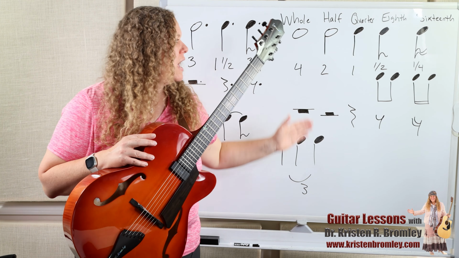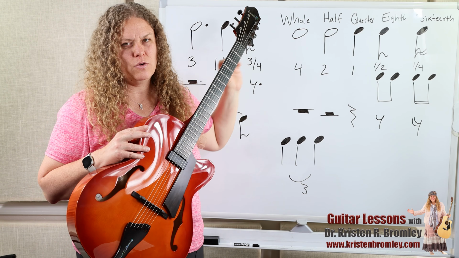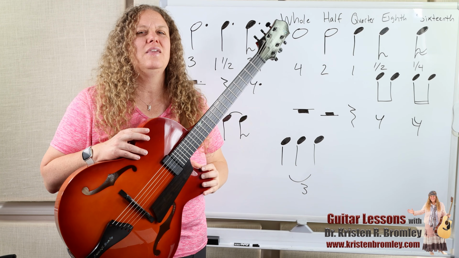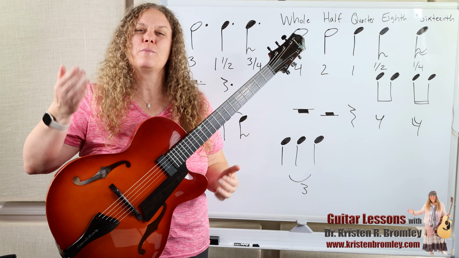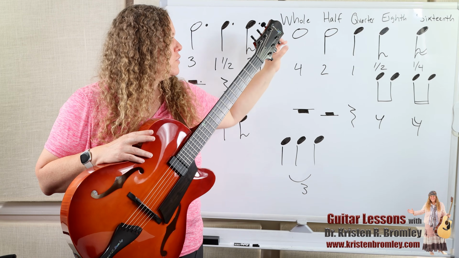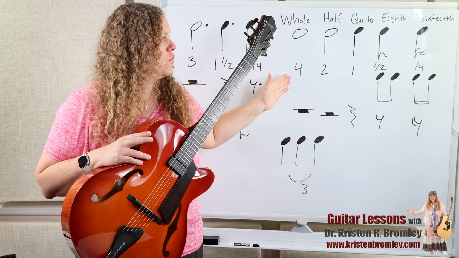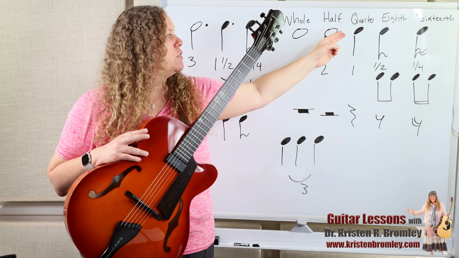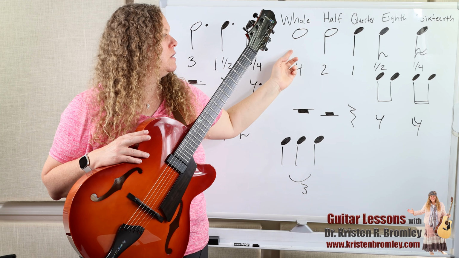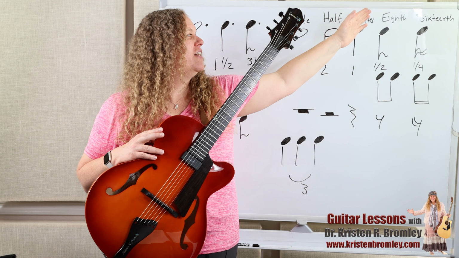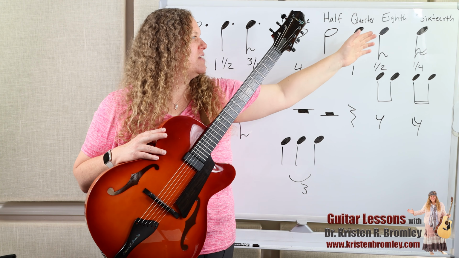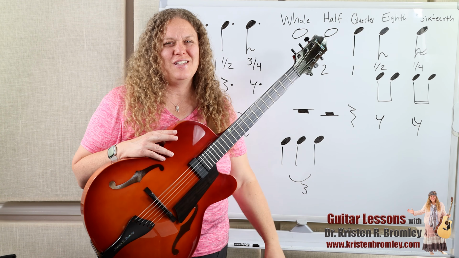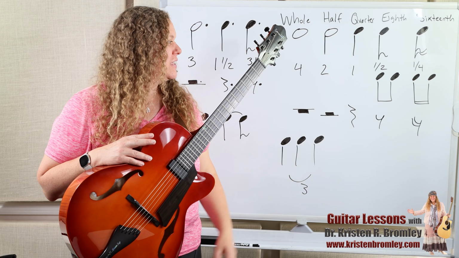If our measure had 4 counts in it, it could have the value of one whole note, and even then it wouldn't need a measure. We're going to learn about measures in the next video. But if we just look at the whole note value of having 4 counts, note that there are 2 half notes in one whole note. There are 4 quarter notes in one whole note. There are 8 eighth notes in one whole note. There are 16 16th notes in one whole note. That's another way to look at that.